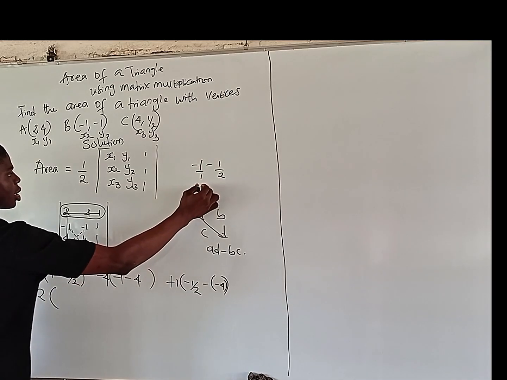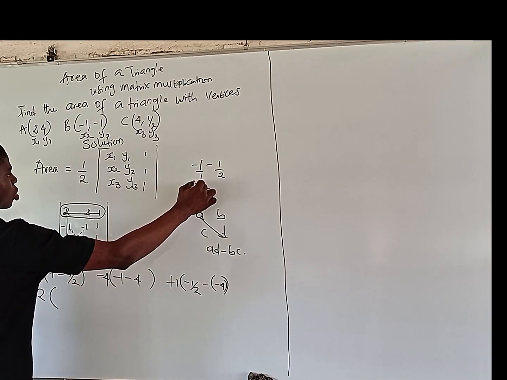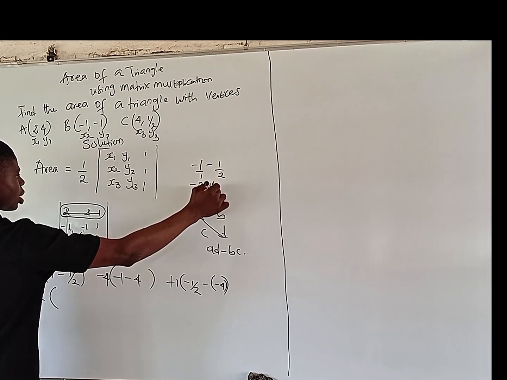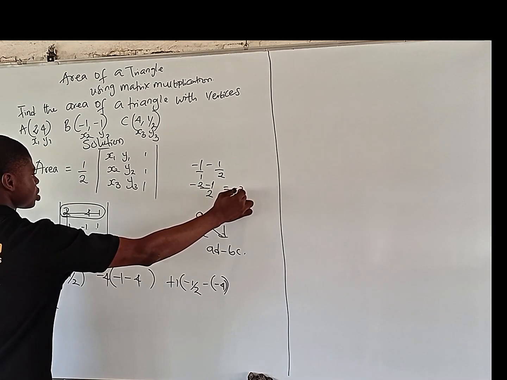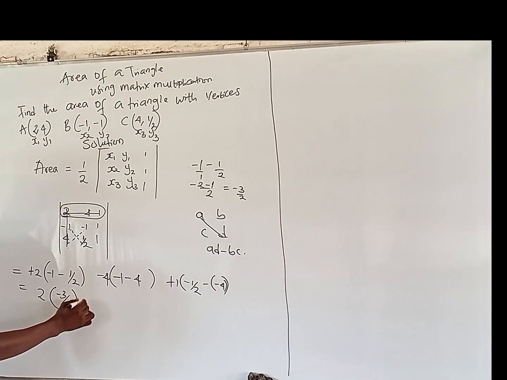So this is 1. LCM is 2. 2 into 1 is 2, 2 times 1 is 2. Minus 2. 2 into 2 is 1, 1 times 1 is 1. So you have -3 over 2. You come back here. -3 over 2.